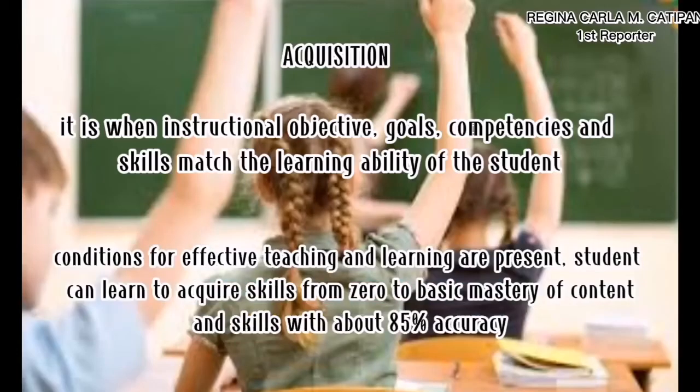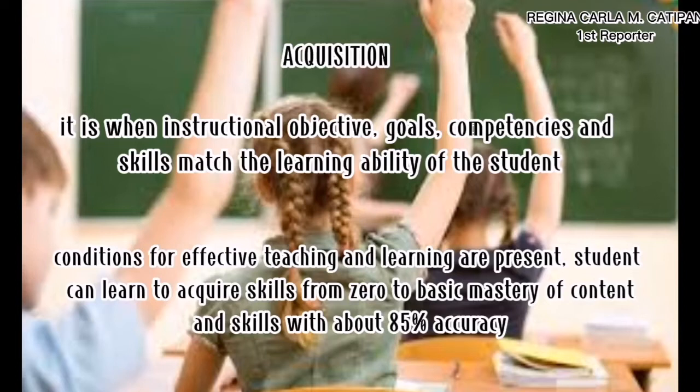So the first stage is the knowing stage, wherein it has 2 sub-stages: acquisition and reversion, and proficiency and automaticity. In the knowing stage, effective learning takes place when teaching is planned very well. Here in acquisition, instructional objectives, goals, competencies, and skills match the learning ability of the student. The teacher's ability to motivate the learner, delivery of accurate content through explicit and effective teaching methods, questioning techniques, and evaluation strategies contribute to acquisition of knowledge and skills in learning areas. The conditions for effective teaching and learning are present.